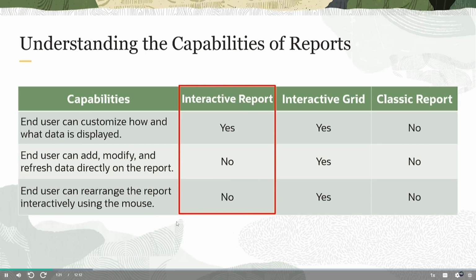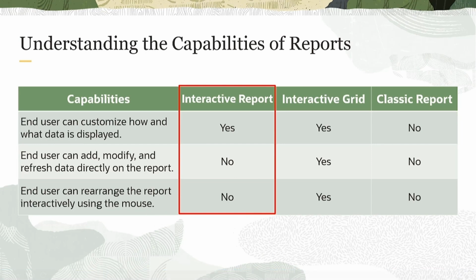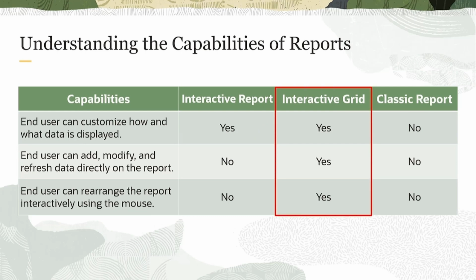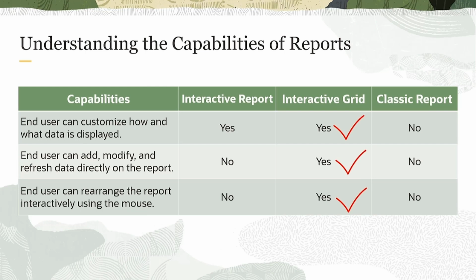Now, when viewing an interactive report, end users can customize how and what data to display. You choose an interactive report if your requirement is end user customizations. On the other hand, an interactive grid presents users with a set of data in a searchable and customizable report. In the editable interactive grid, users can add, modify, and refresh data directly on the report. Plus, the end user has the ability to rearrange the report interactively using the mouse. You choose an interactive grid if your requirement is to allow end user editing and refreshing directly on the report page, along with the end user customization of the report.